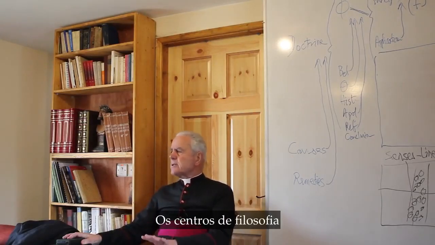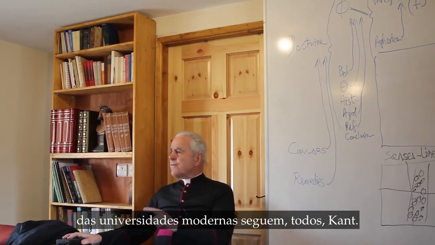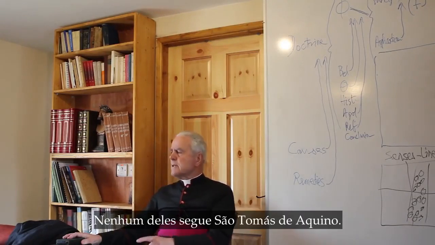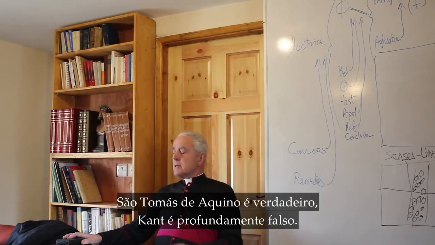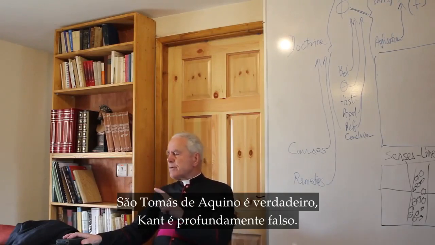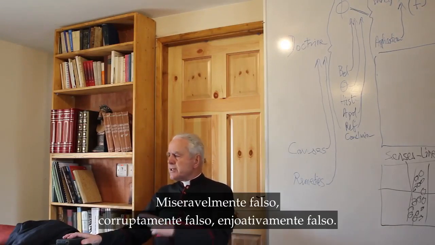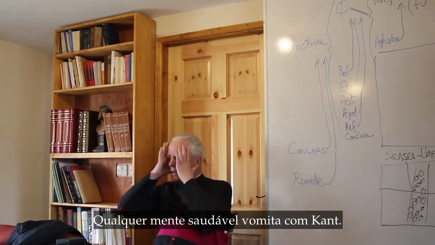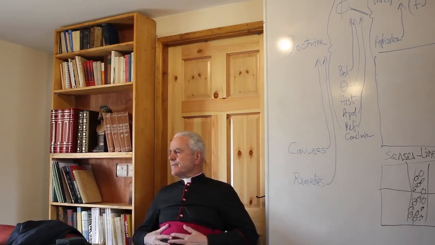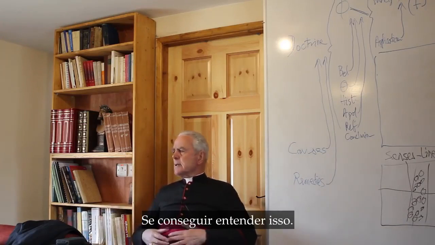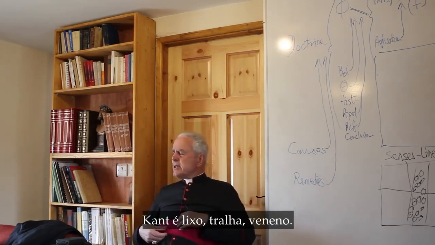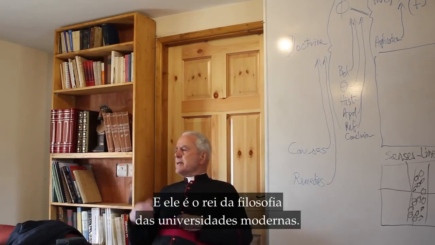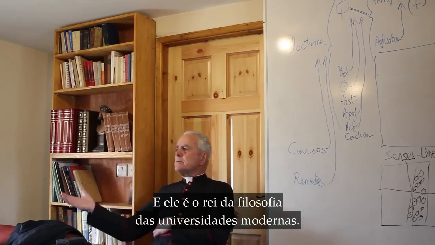The philosophy sections of modern universities all follow Kant. None of them follow St. Thomas Aquinas. St. Thomas Aquinas is true. Kant is profoundly false, wretchedly false, corruptedly false, nauseatingly false. Any healthy mind vomits Kant, if you can understand him. Kant is trash, junk, poison. And he is the king of the philosophy of all the modern universities.